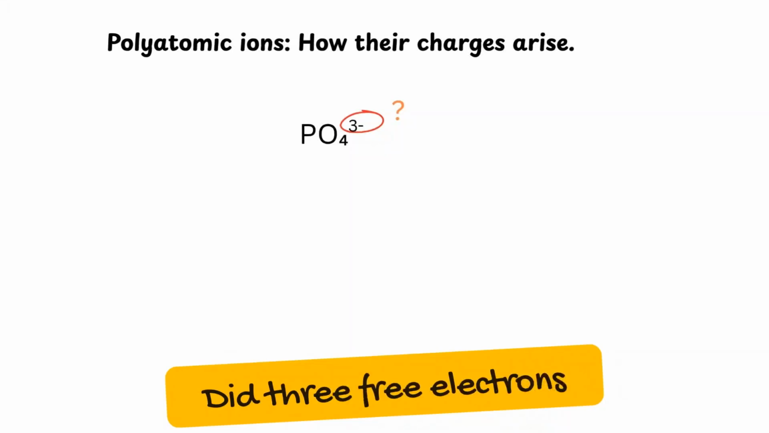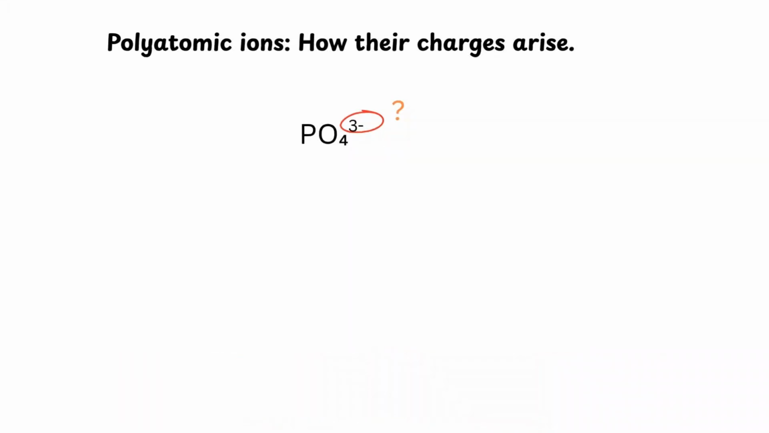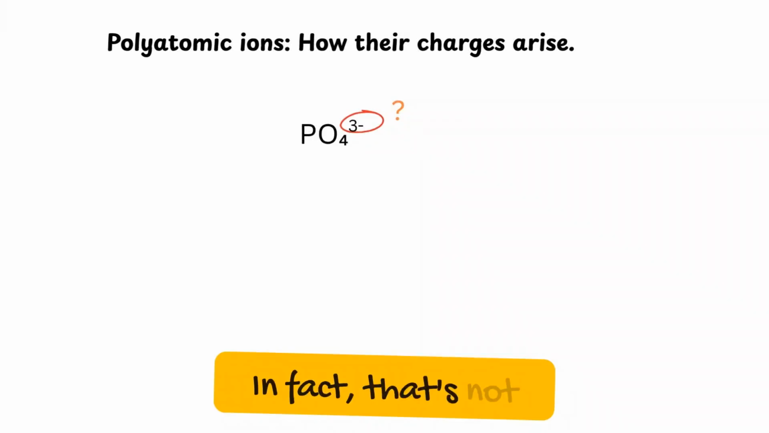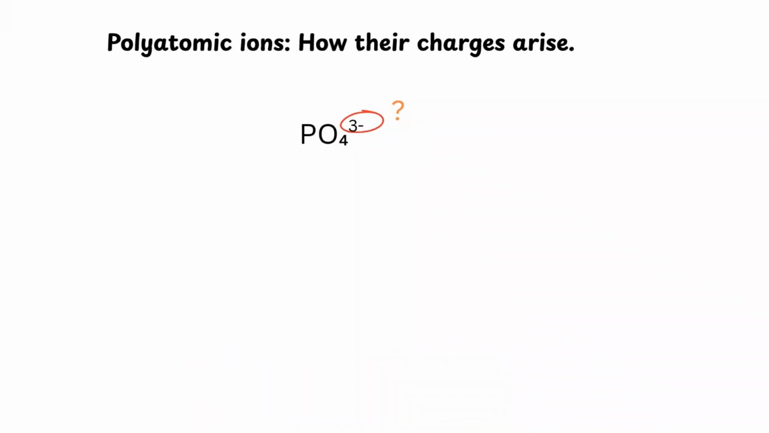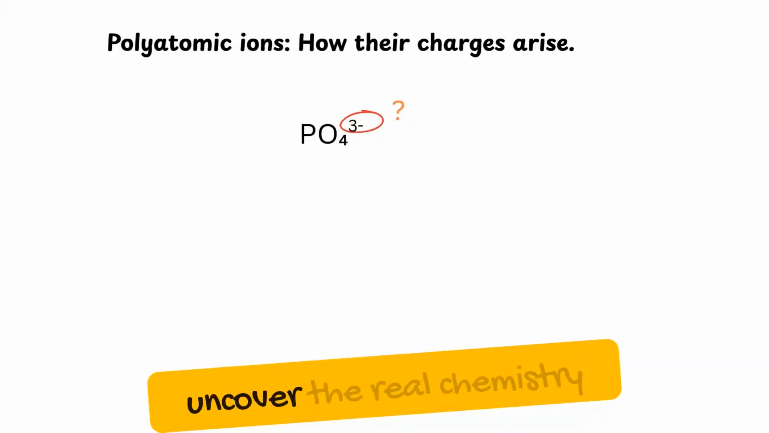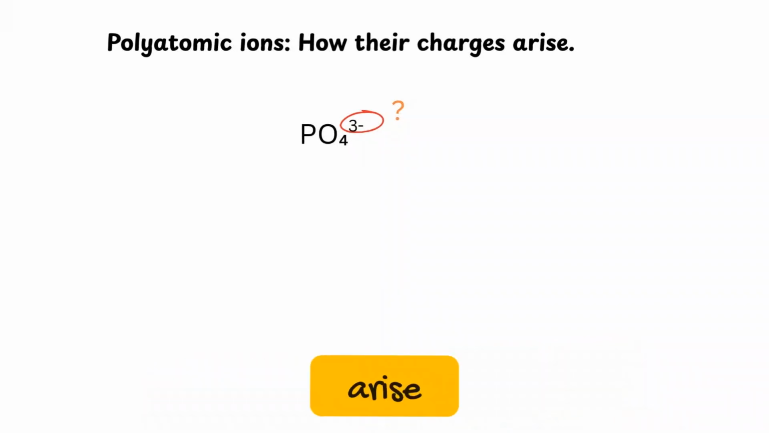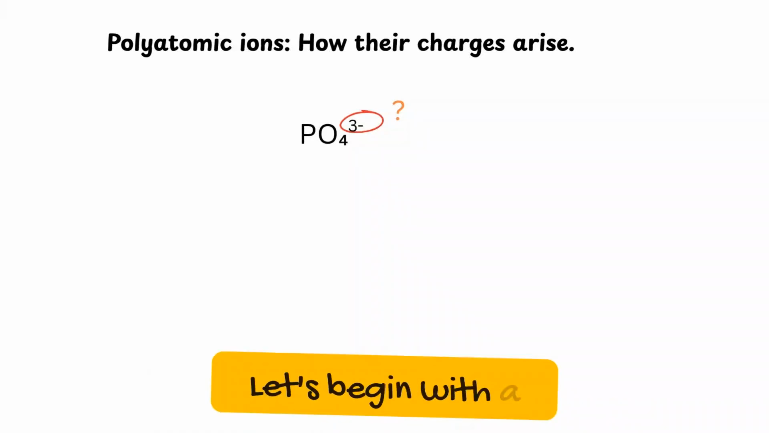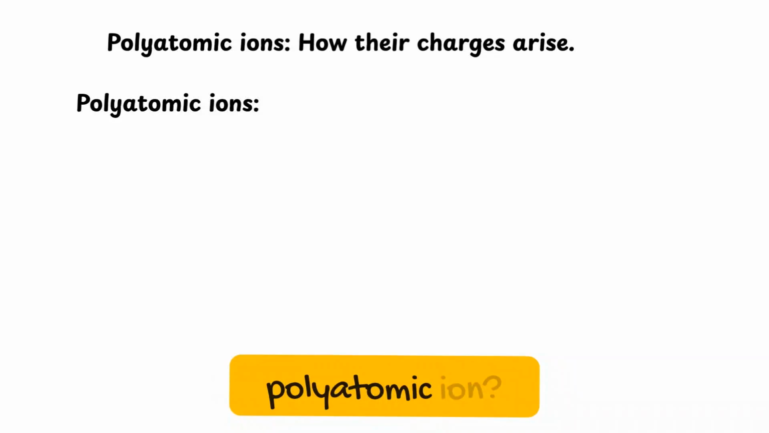Did 3 free electrons just fly through the solution and attach themselves to phosphate? Not quite. In fact, that's not how we are supposed to think about polyatomic ions at all. Today, we're going to uncover the real chemistry behind polyatomic ions and explain how their charges arise. Let's begin with a simple question. What exactly is a polyatomic ion?